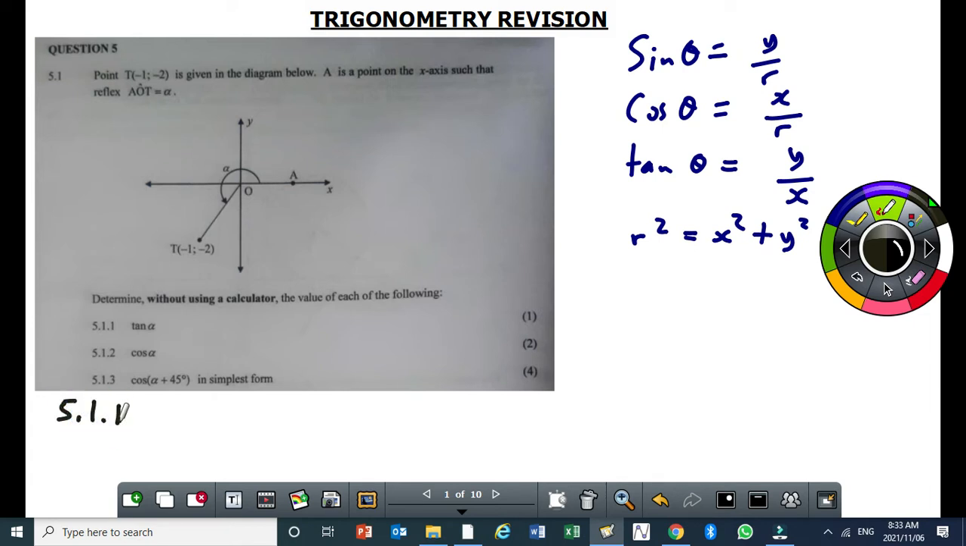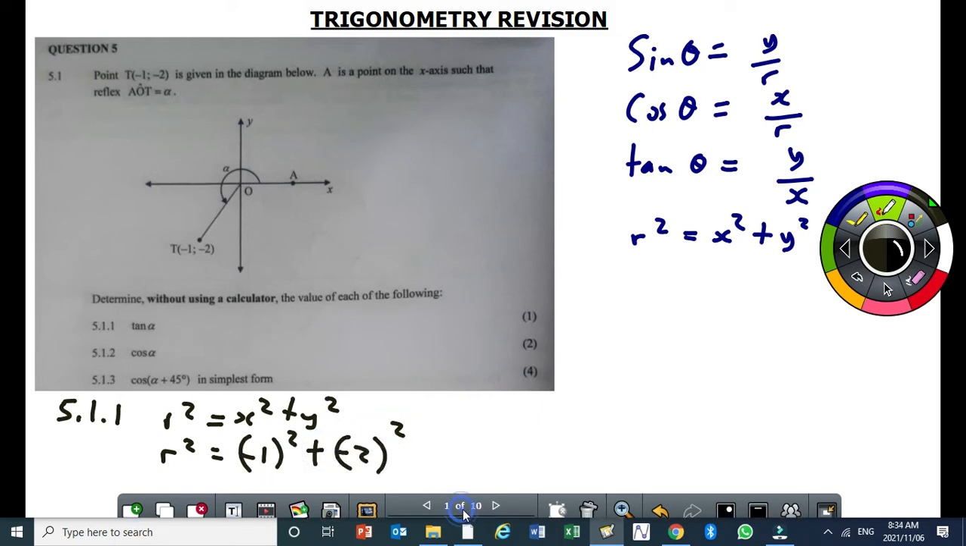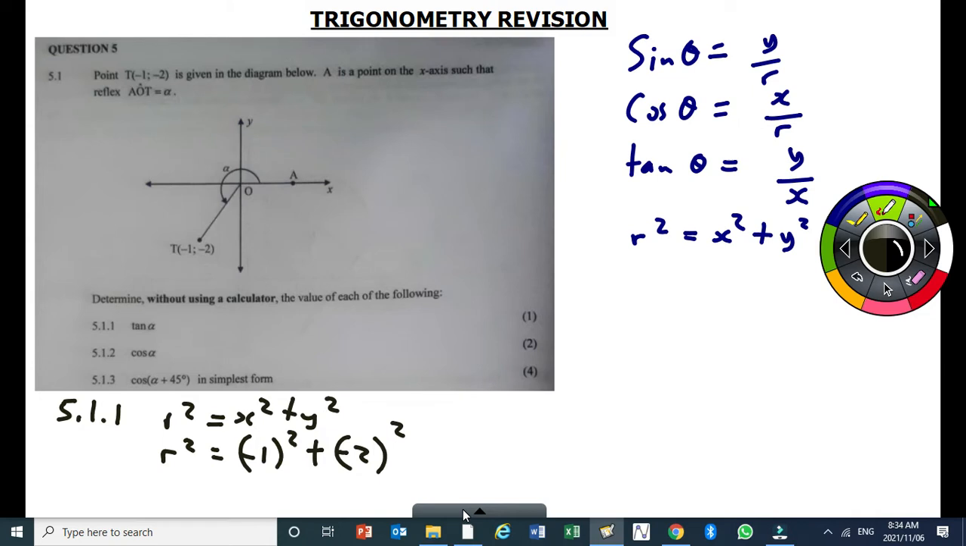First thing, since I know that my x is given and my y is given, calculate r. So r squared is going to be equal to (-1) squared plus (-2) squared. Now, this type of question is a very easy question. You don't have to get nervous if you know your formula. So r squared is going to be equal to 1 plus 4, and this gives you r squared equal to 5, which means r is going to be square root of 5. So that's the first part.